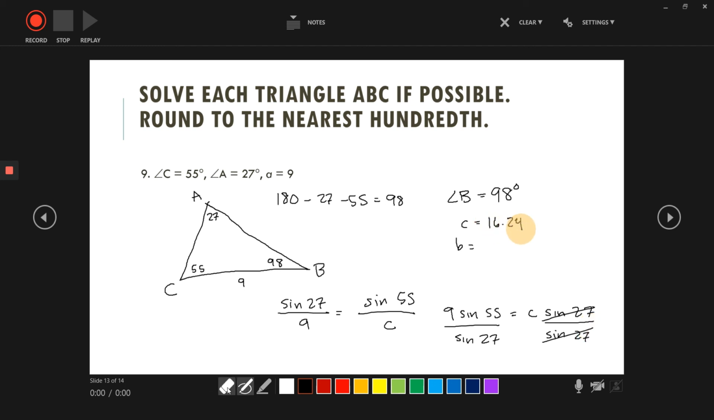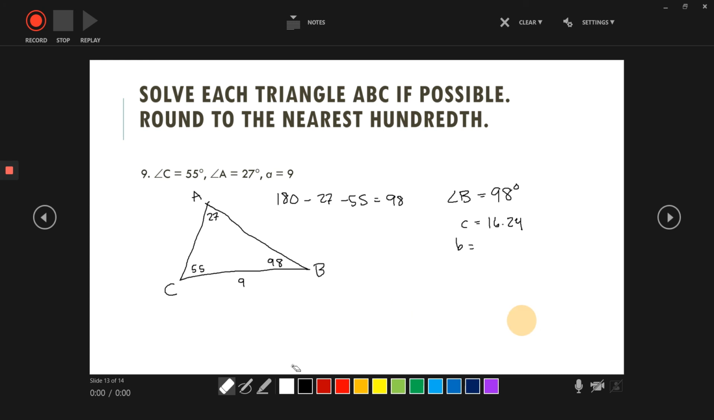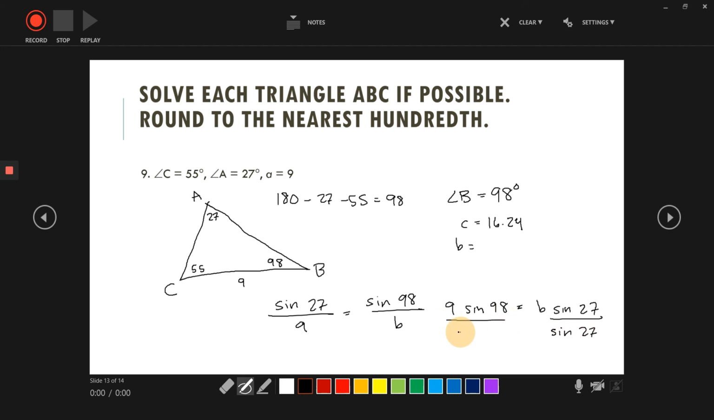Okay, and then let's erase this so I have more room. So now we can solve for little b the same way. So let's do the sine 27 over 9 again, and this time we're going to do b. So sine of angle b over unknown side b. So cross multiply, and we get 9 sine 98 equals b sine 27. Divide off the sine 27 to get the b by itself. So I'm going to go in my calculator and type 9 sine 98 divided by sine of 27. And I see that b is 19.63.